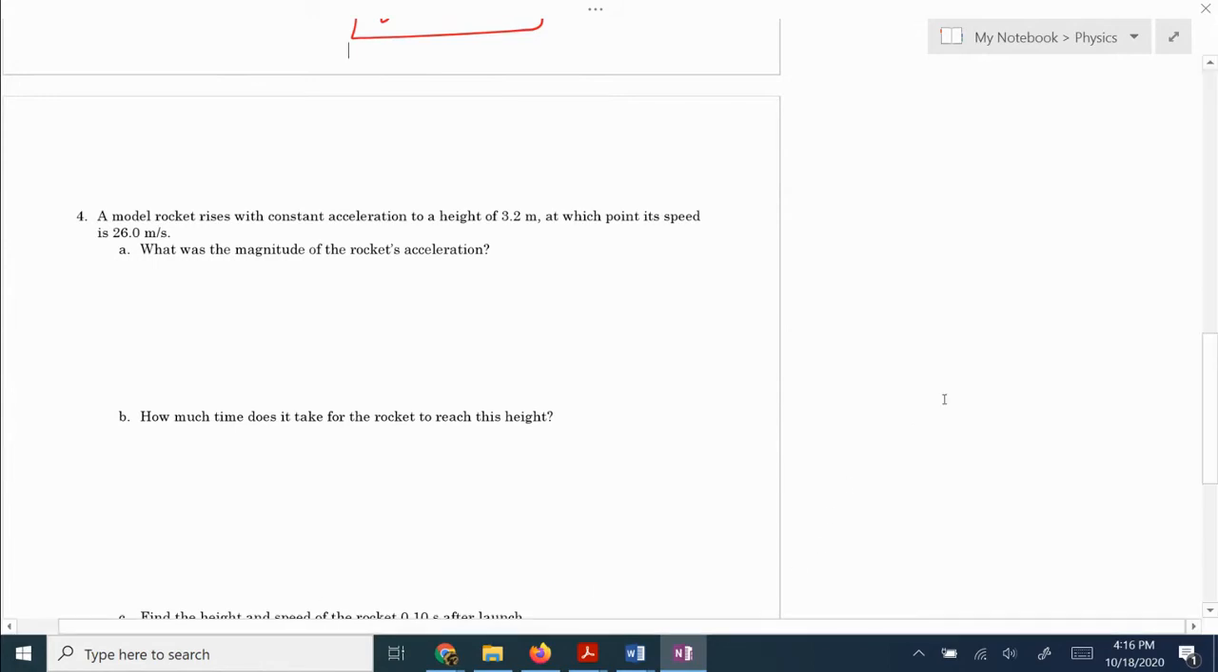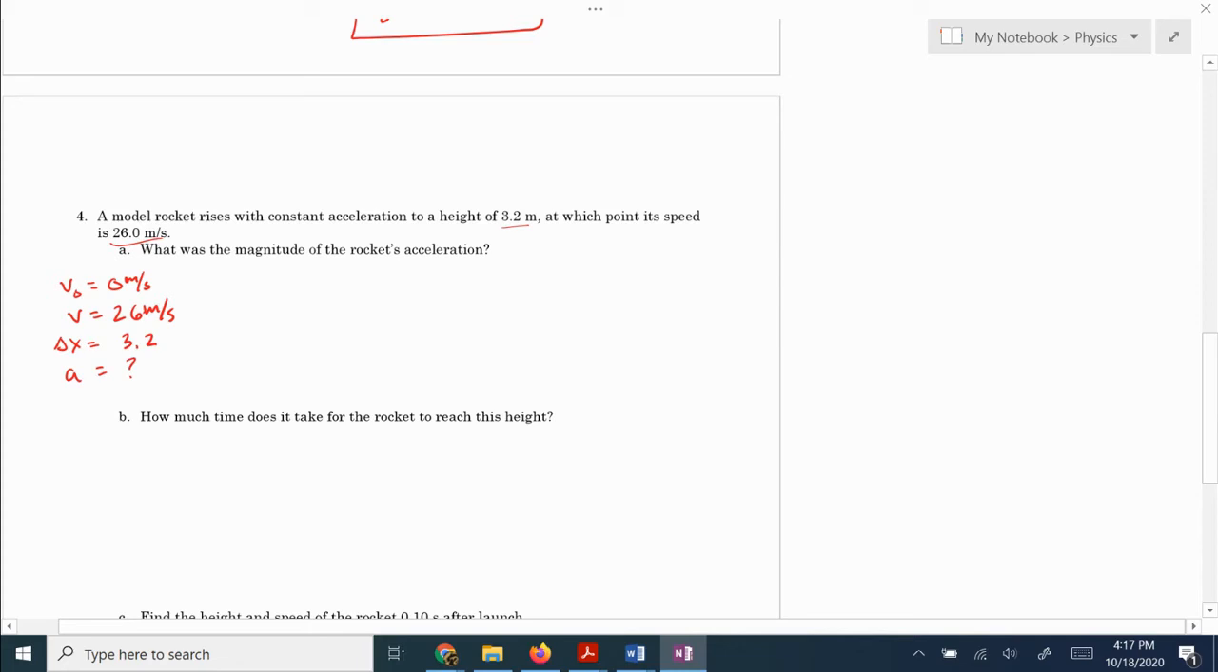A model rocket rises with a constant acceleration to a height of 3.2 meters, at which its speed is 26 meters per second. The model rocket is going to start on the ground. It doesn't tell us this, but you can assume that the initial velocity is 0, because presumably the rocket is at rest. We know the final velocity is 26. We know the delta x is 3.2, and we are looking for a.